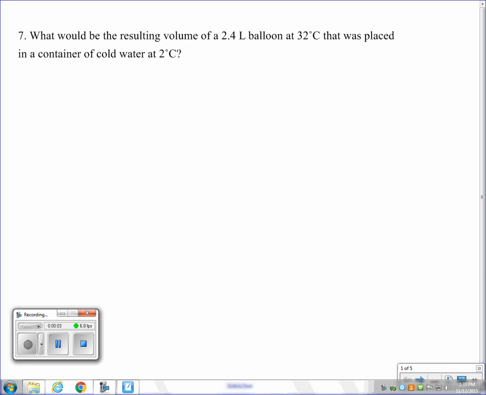All right, number 7. What would be the resulting volume of a 2.4-liter balloon at 32 degrees Celsius that was placed in a container of cold water at 2 degrees Celsius?